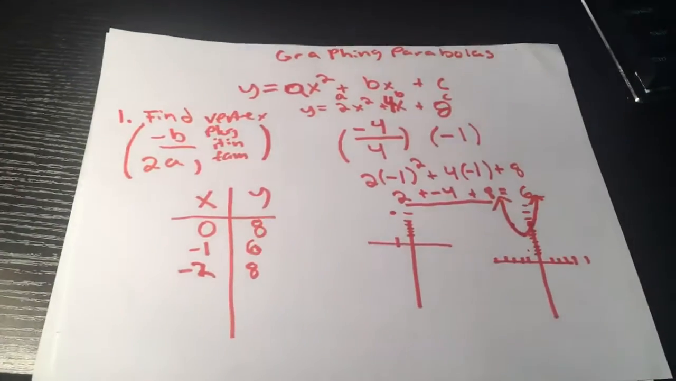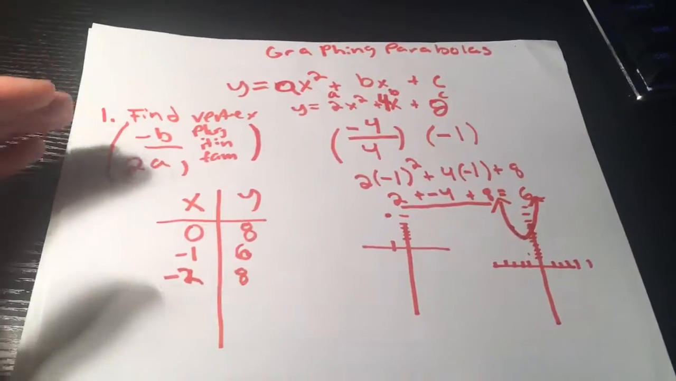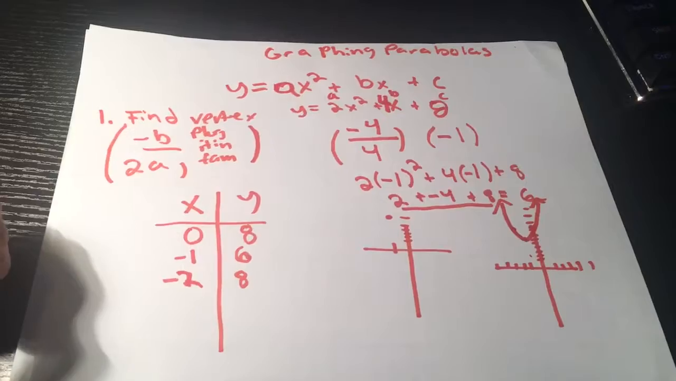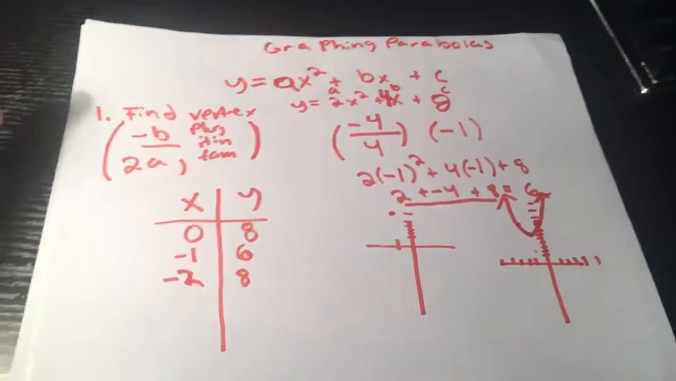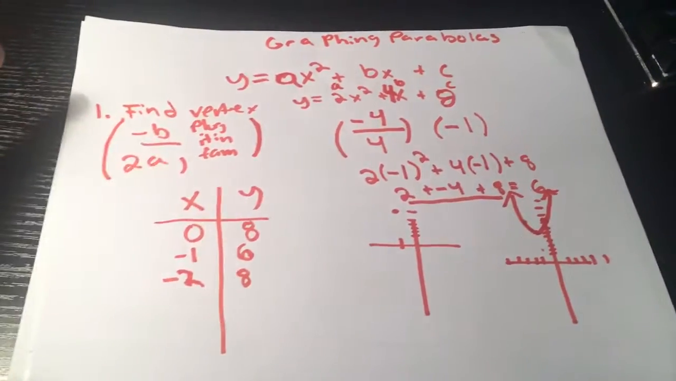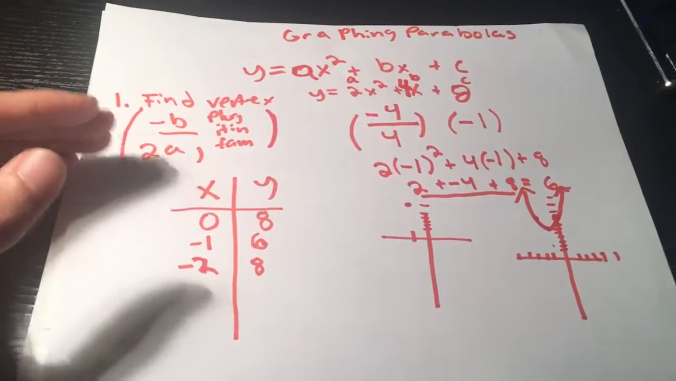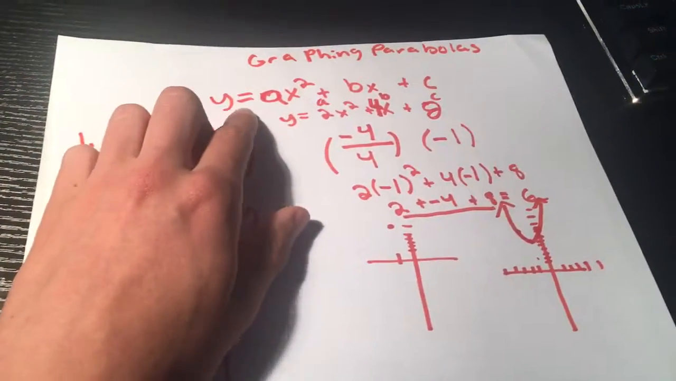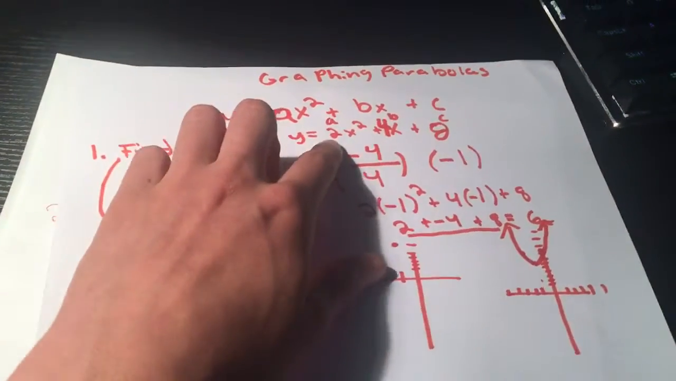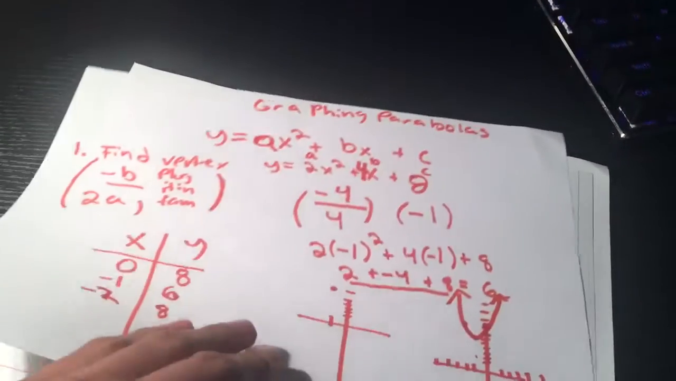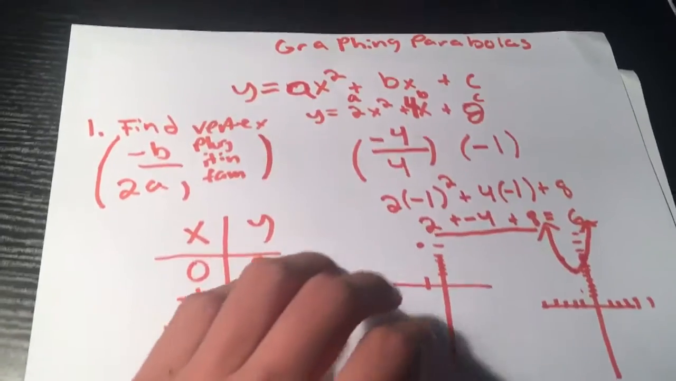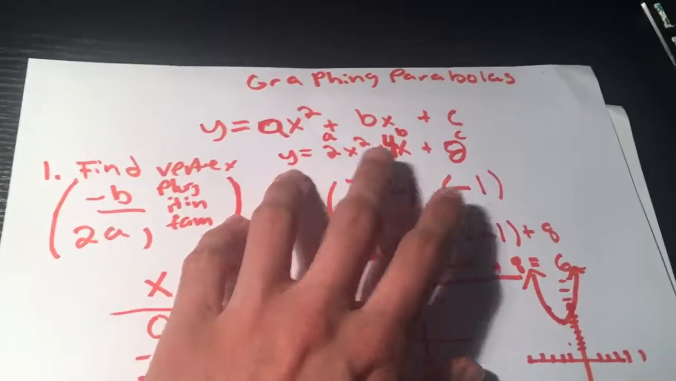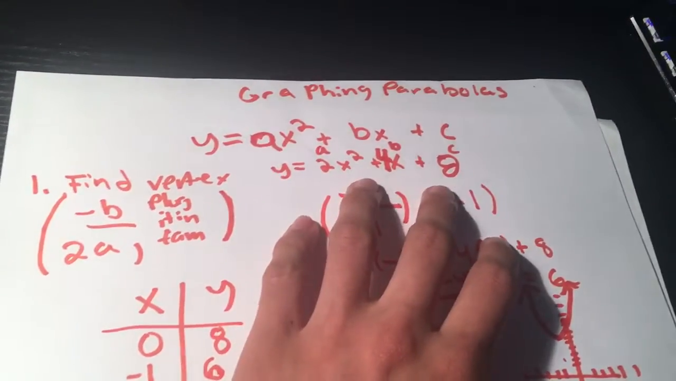Graphing parabolas. If you want to graph a parabola, it's going to take a lot more work than a circle. It's kind of a bummer. What are you going to do? It's pretty easy though, once you get the hang of it. Y equals ax squared plus bx plus c. So here's an example: y equals 2x squared plus 4x plus 8.